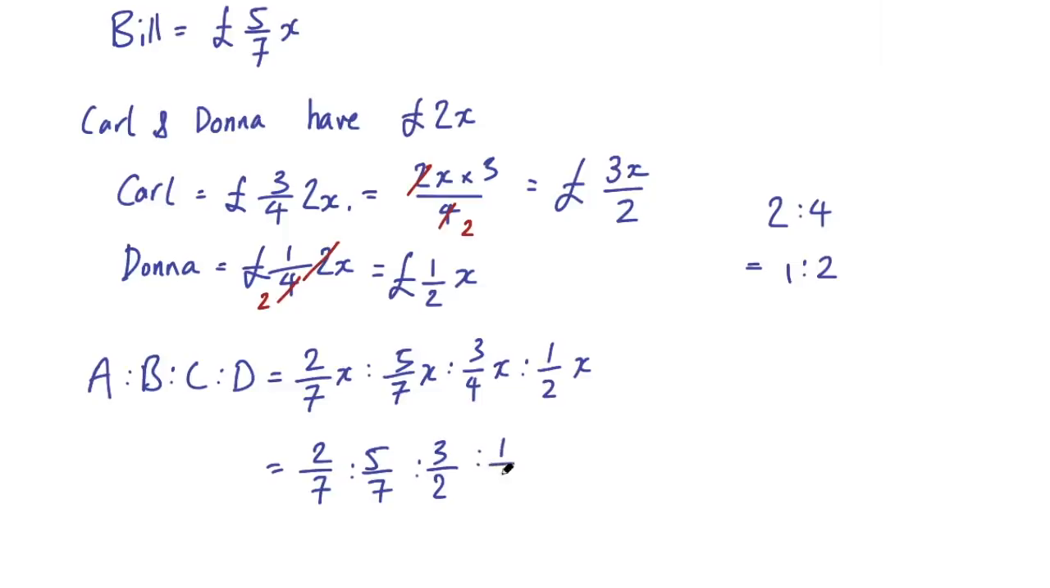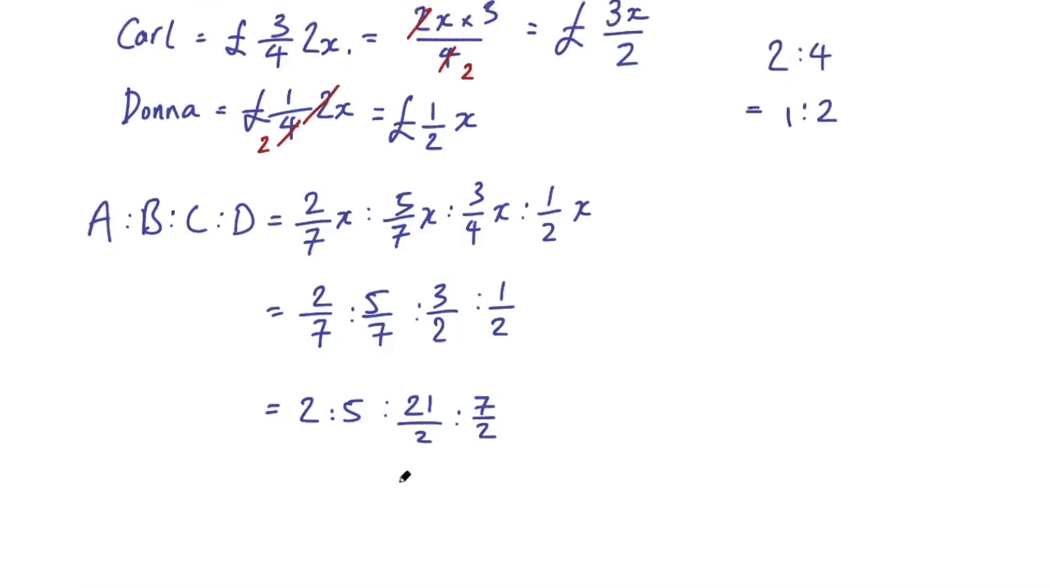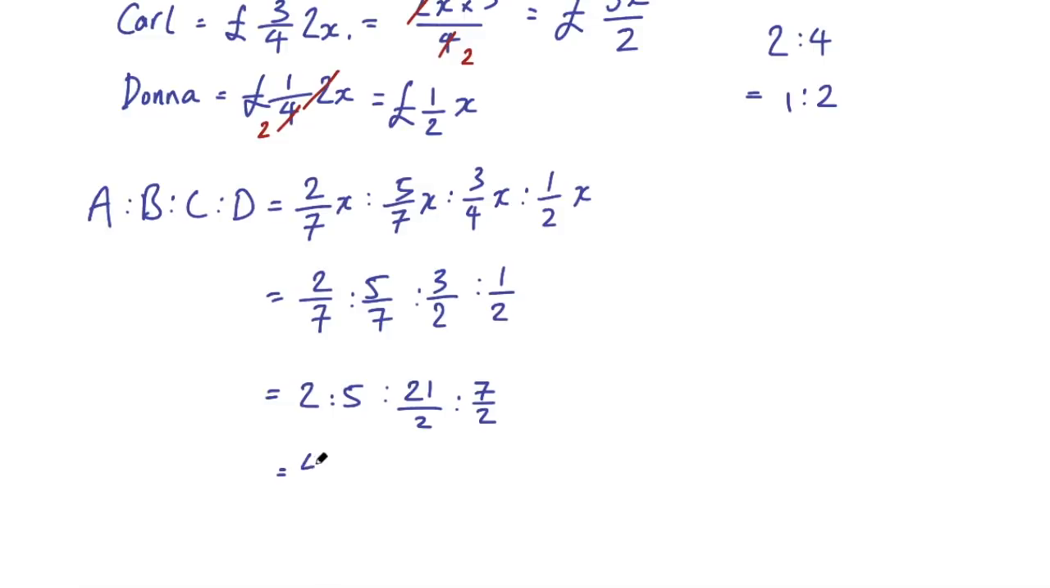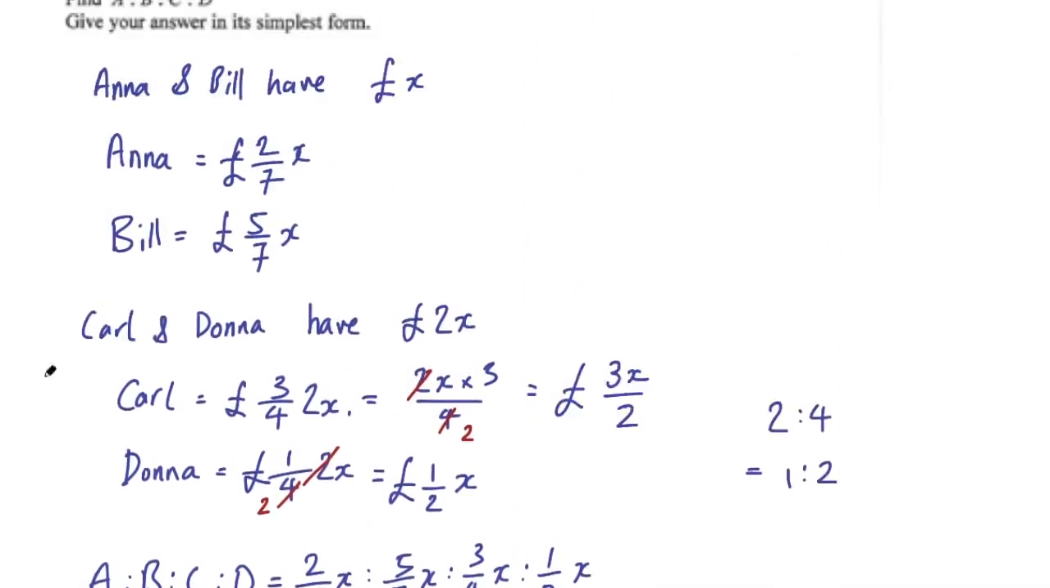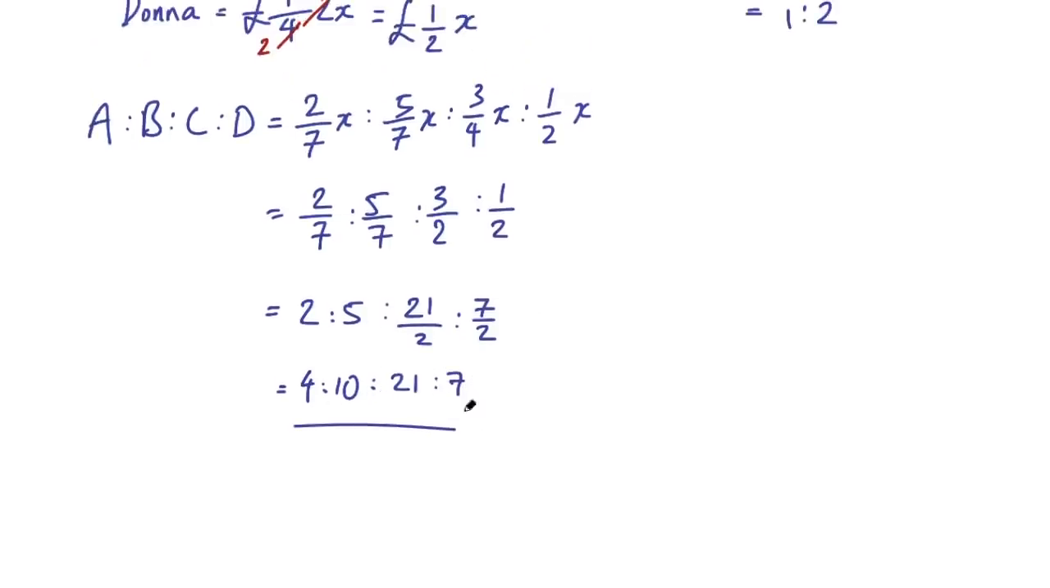And 3/2 and 1/2. And then to get these as whole numbers, we can multiply everything by 7 and multiply everything by 2 to get rid of the fraction. So if you multiply everything by 7, we'll have 2 to 5 to 21 on 2 to 7 on 2. And then if we multiply everything by 2, we'll have 4 to 10 to 21 to 7. And so this is the final ratio of A to B to C to D in its simplest form. No fractions and no common factors. So 4 to 10 to 21 to 7 there.